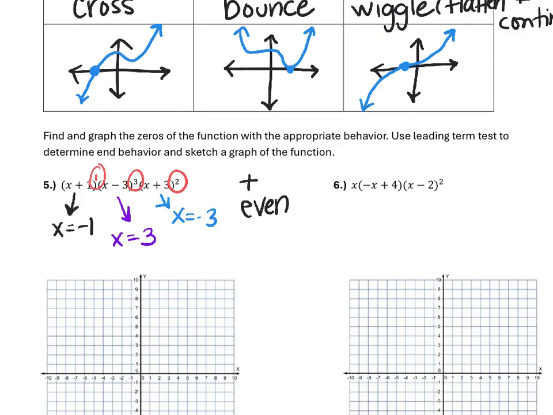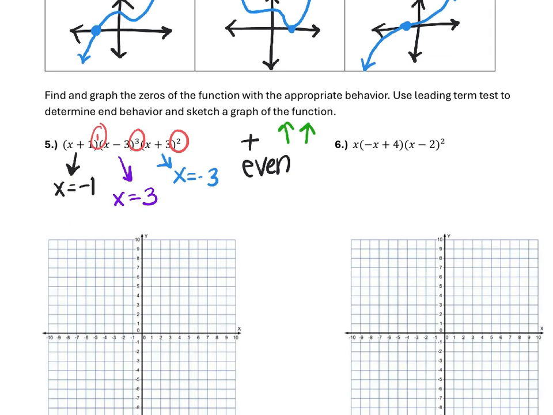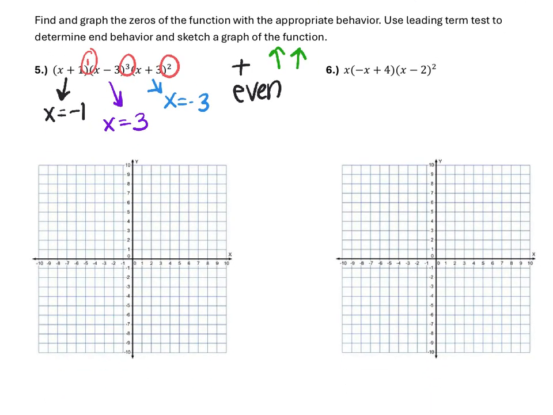So what do we know about our end behavior? It's going to be up, up. Okay? So I would expect that you could graph me a sketch of number 5 because we know the zeros. We know how the function behaves at the zeros. And we know that our end behavior is this.